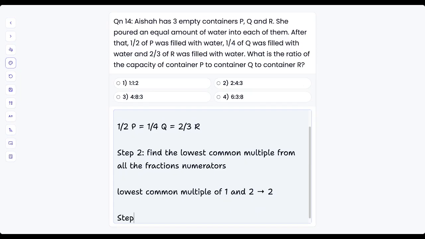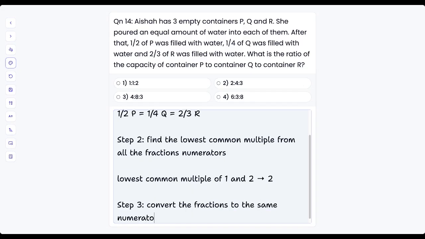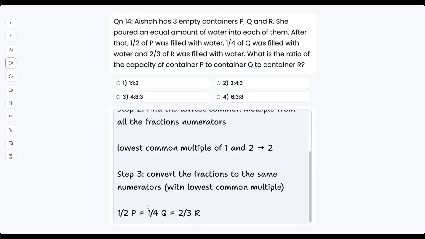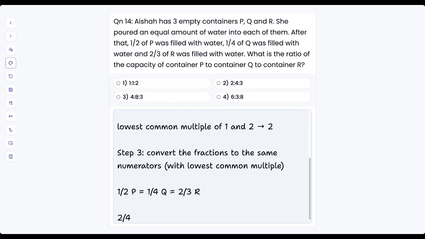So then step three, convert the fractions to the same numerators with the lowest common multiple, right? And that means from 1, 2, and 3, it will become 2 over 4 P equal to 2 over 8 Q equal to 2 over 3 R. Okay, so now we know this.